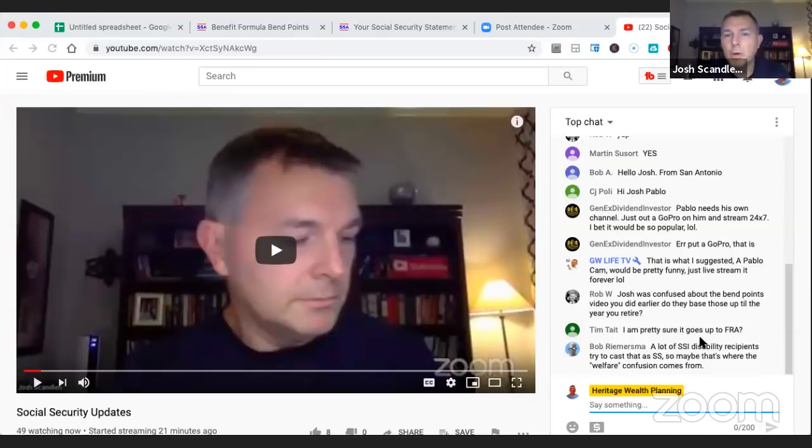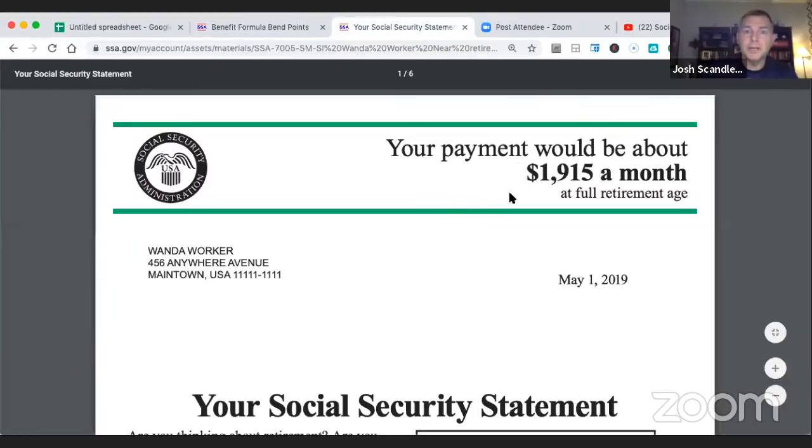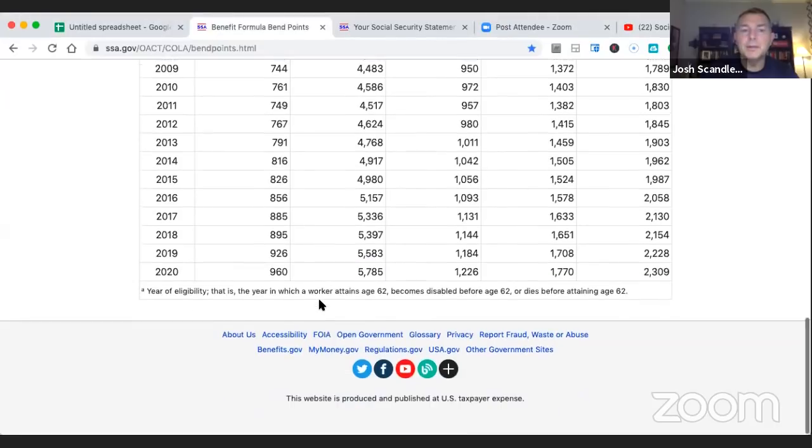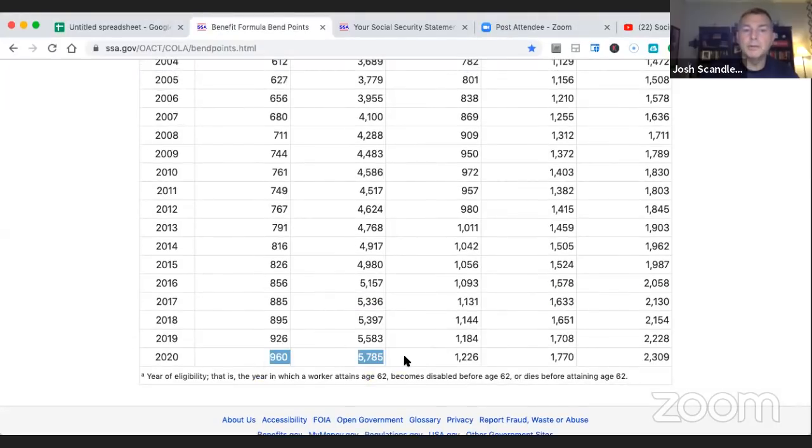All right. So Rob says, was confused about the bend points you did earlier. Do they base those on you? Yes. Well, what happens is they're going to use your bend points, Rob. They're going to change every year. So your benefit will be based on whatever the bend point is for your PIA. So for me, my PIA is at 67, so 2037 will be what my bend points are based on, if that makes sense. So that would change. Absolutely.